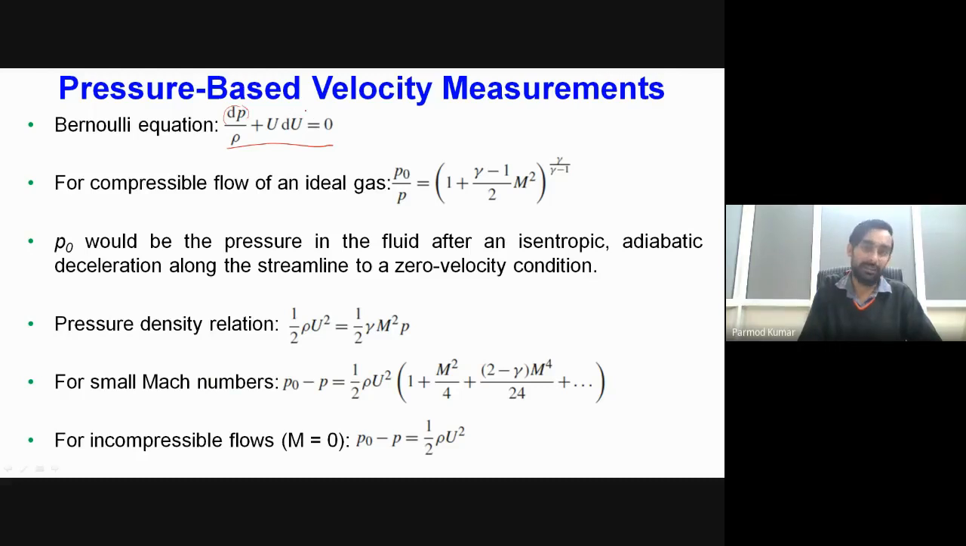Now if we take the compressible flow situation, and if we have a compressible flow of an ideal gas, then we have the relationship P naught by P equal to (1 plus (gamma minus 1) divided by 2 into M squared) whole power gamma divided by gamma minus 1. This M over here is referred to as the Mach number, and we know that Mach number is equal to the velocity of the fluid divided by the velocity of sound in that fluid medium which we have undertaken.